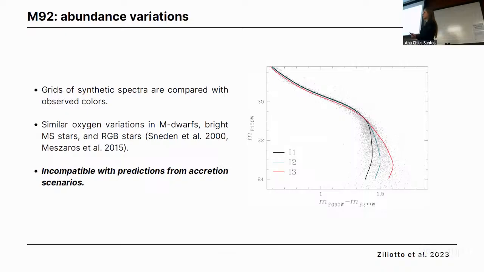Here you see 3 isochrones that are varying with oxygen, and all the other parameters are the same. And then the oxygen variations that we obtain in comparison to high mass stars in the RGB with spectroscopy and in the upper main sequence with HST photometry are consistent with each other, which is incompatible with the predictions from accretion scenarios. So the only scenario that can explain what we have for M92 are scenarios predicting multiple episodes of star formation.